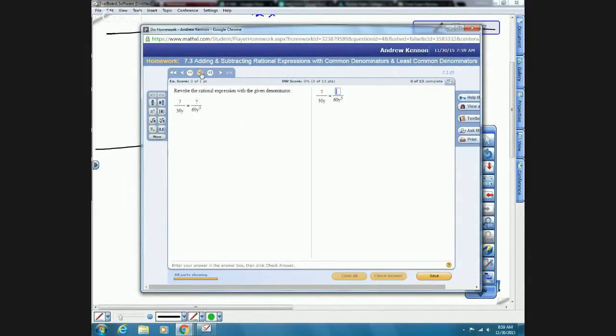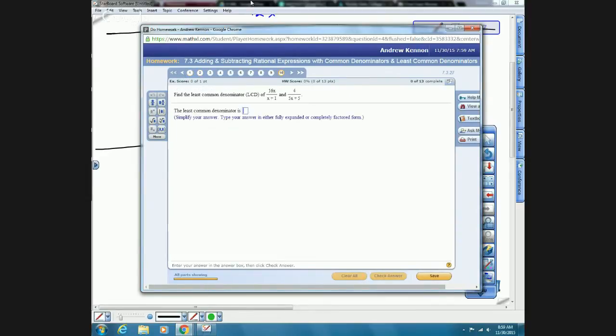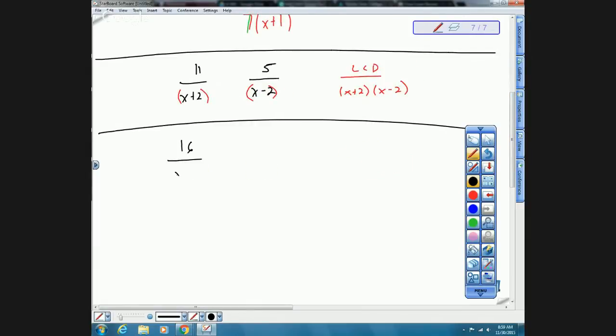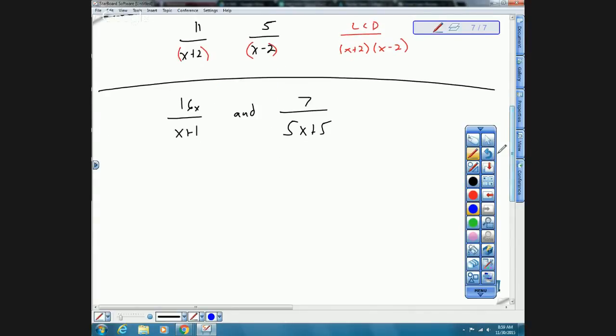Yeah, we do that one. All right, 16x, x plus 1. So again, on one like this, you want to see if you can break something down. So that one can't break down, but this one becomes 5 times x plus 1. So my LCD, they share an x plus 1, and then there's a 5 left over.